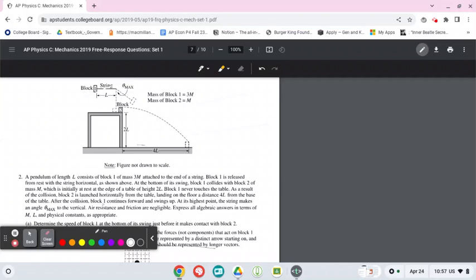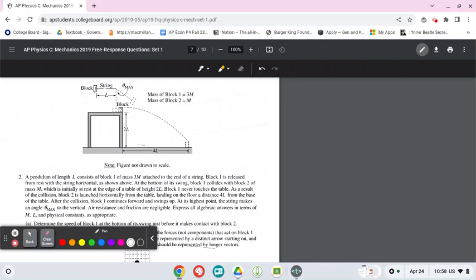I'm going to be doing the AP Physics C 2019 FRQ Set 1, Number 2. A pendulum of length L consists of block 1 of mass 3m attached to the end of a string. Block 1 is released from rest with the string horizontal. At the bottom of its swing, block 1 collides with block 2 of mass m, which is initially at rest at the edge of a table of height 2L.